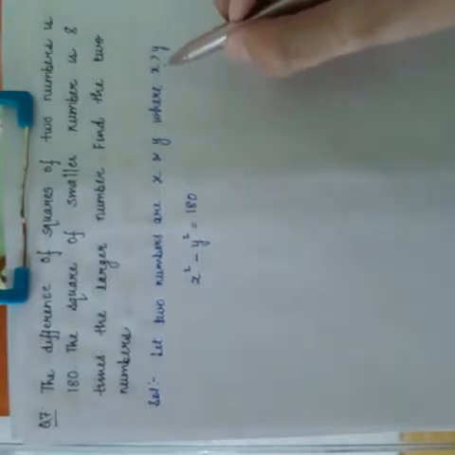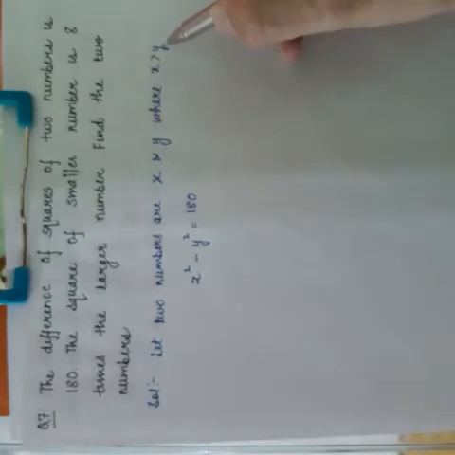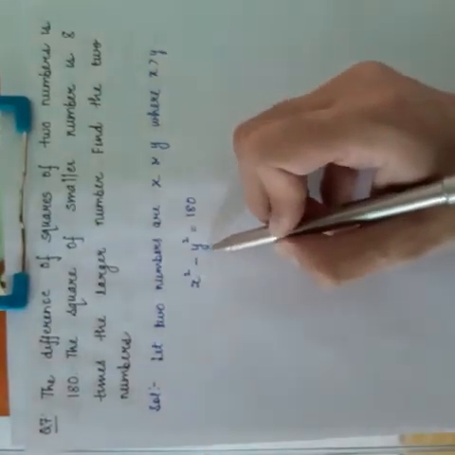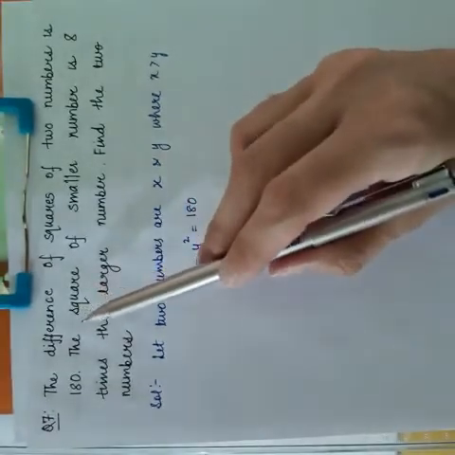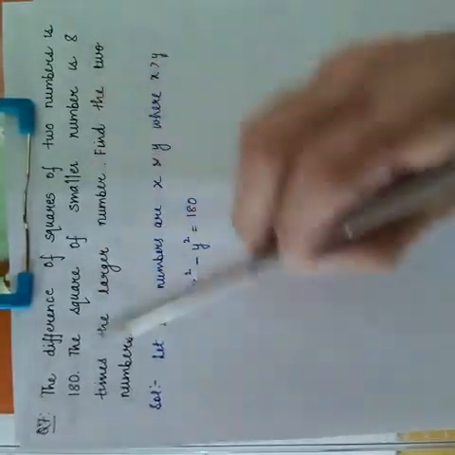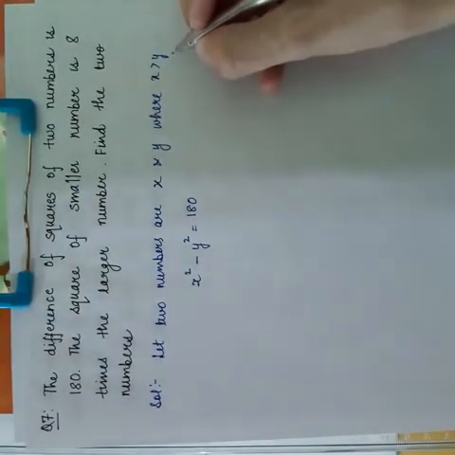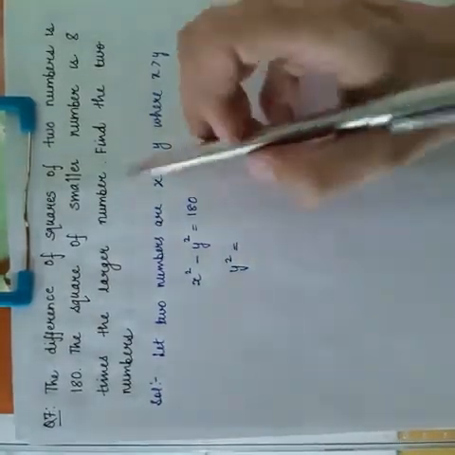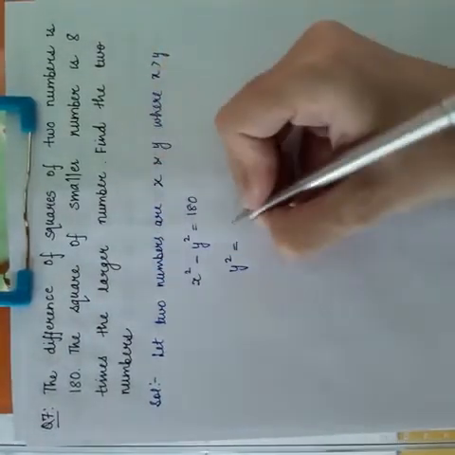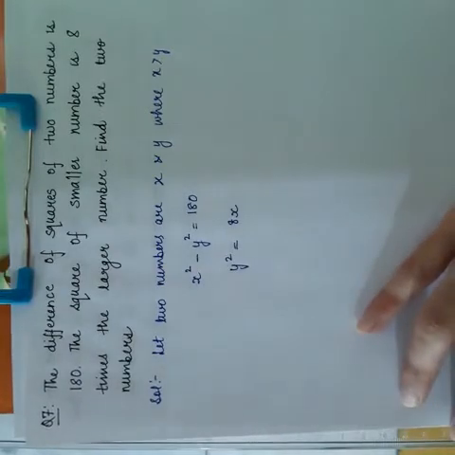Now naturally just see here, if I have taken x greater than y, so square of x will be greater than square of y. So I have subtracted the smaller number from the greater number. Now it says the square of smaller number is 8 times the larger number. Now y is the smaller number, so its square is 8 times the larger number. 8 times what is the larger number? x. So we get y square is equal to 8x.